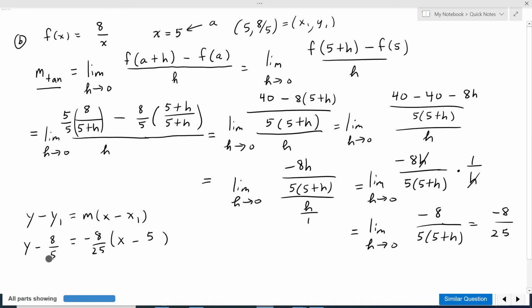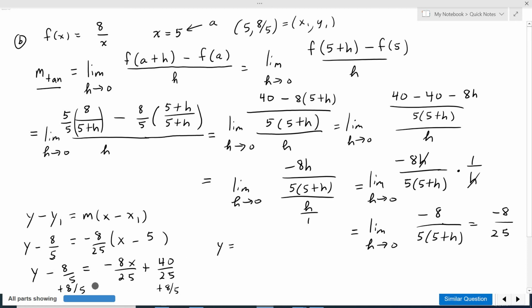Okay, so we're almost there. We just need to clean this up a little bit by distributing the negative 8 over 25. So distribute it to the x, and you get this, and then distribute it to the 5. Of course, you get a negative times a negative, so it's going to be a plus. And then 8 times 5 is actually 40. So you get 40 over 25. And now just add 8/5 to both sides, just to get y by itself.